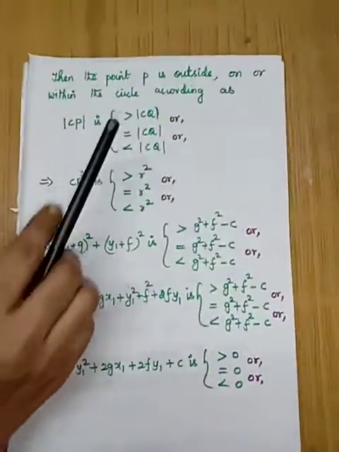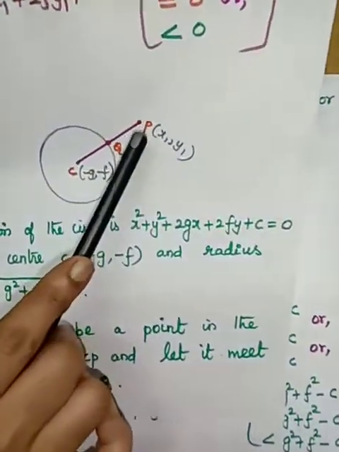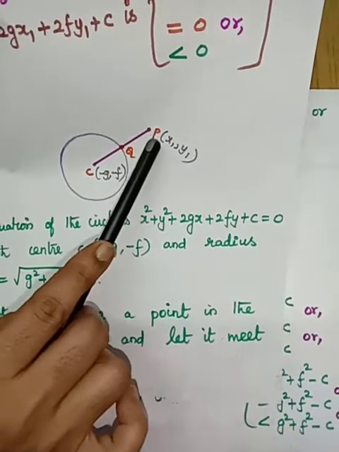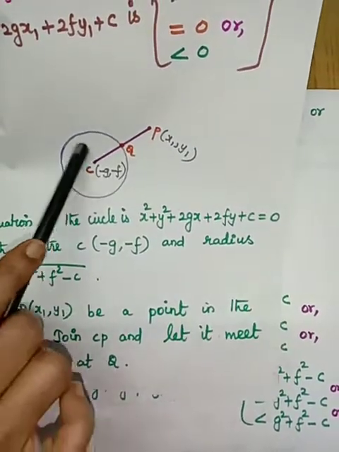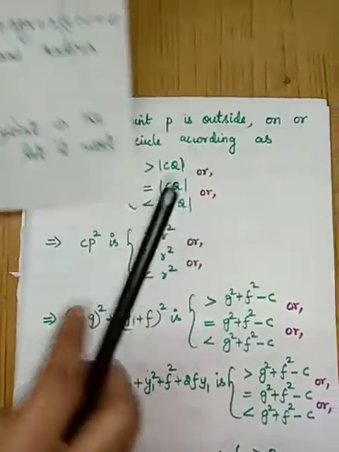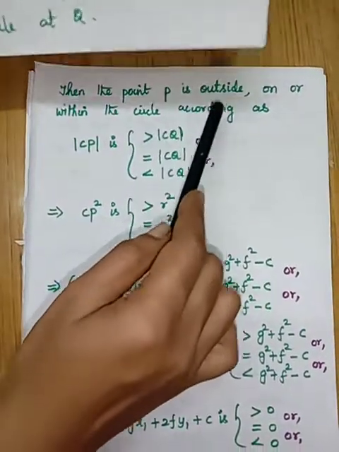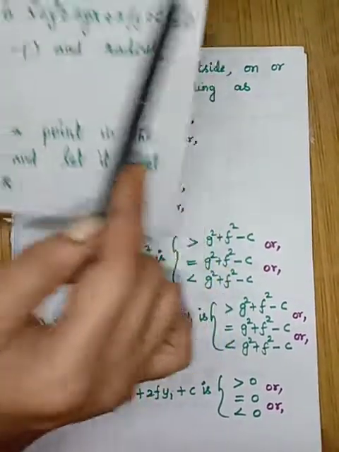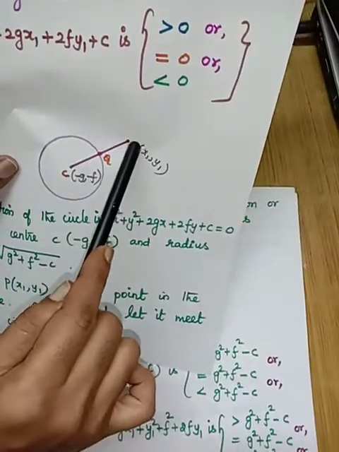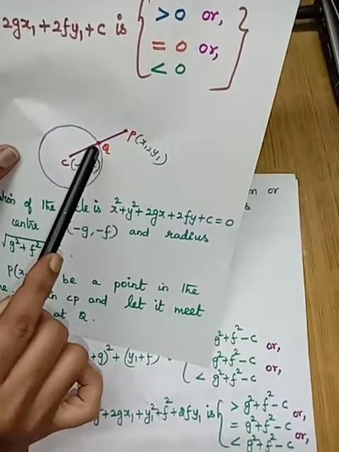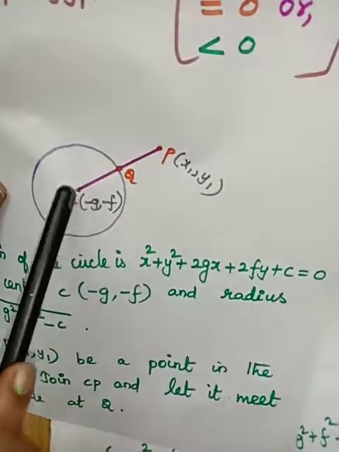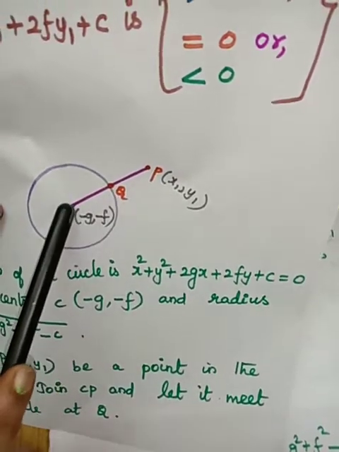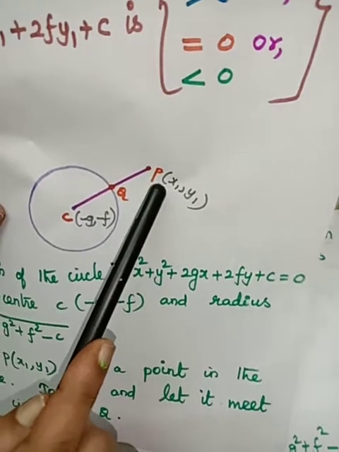We are going to find where the point is. Now I have drawn it as lying outside, but we are going to check where the point is. It may be outside, or on, or inside the circle. So the point P is outside, on, or within the circle according to the distance CP. If the distance CP, C to P, is greater than CQ, definitely the point lies outside.